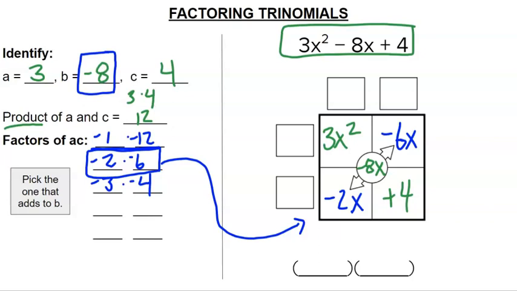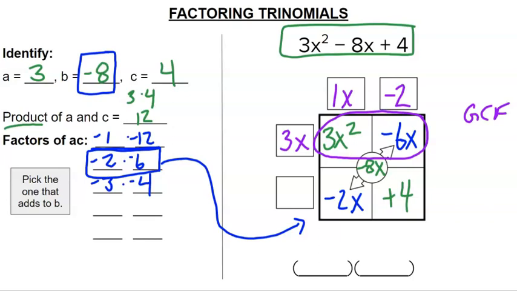And now that we've completed the box, we just need to find that greatest common factor. So here, if we look at 3x squared and negative 6x, we can take a 3 out of both of those and an x out of both of those. So 3x times 1x would give me 3x squared, and 3x times negative 2 would give me negative 6x. So we're just working that multiplication backwards.